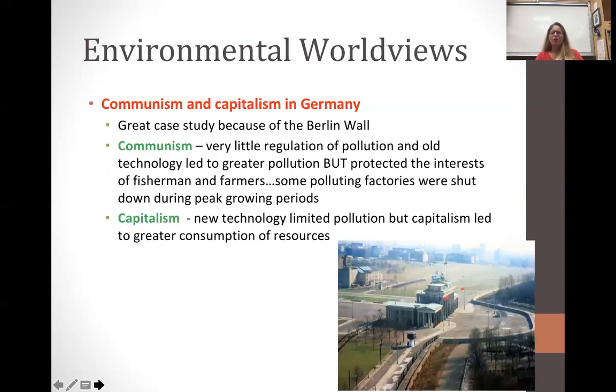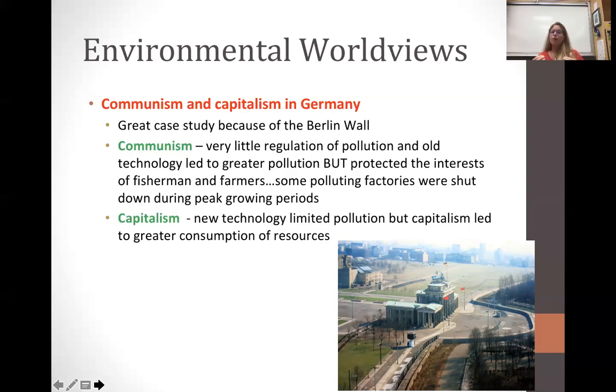Okay, some environmental worldviews. We can look at this great experiment that was Germany. We took the city of Berlin and we cut it in half. And half was Western Germany and half was Eastern Germany. Western Germany was capitalist and Eastern Germany was communist. In communism, there's very little regulation of pollution and really old technology. So all the cars were old, all the factories were old, and so they polluted really heavily.